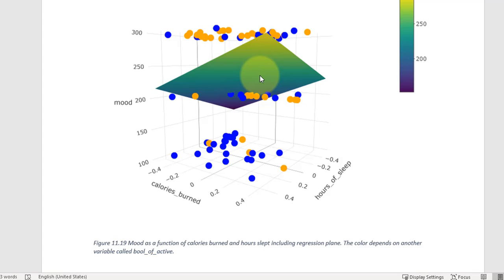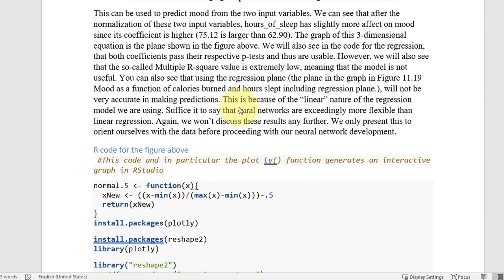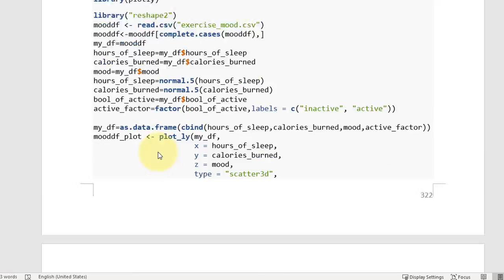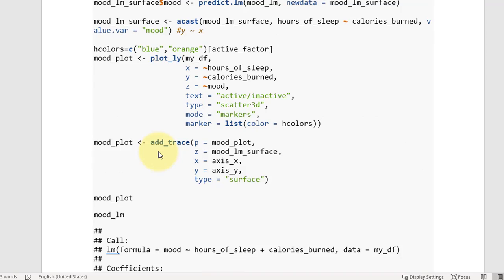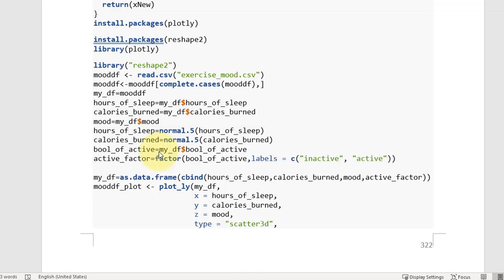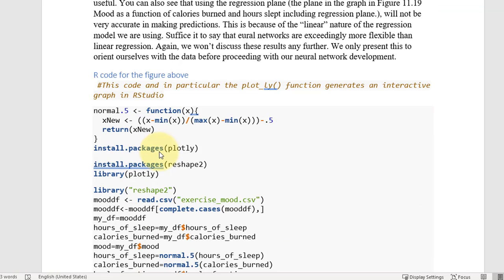So trying to do this with linear regression, or this can still be called linear regression even if you have a plane. So trying to do that problem is probably not going to give us great results. However, maybe our code, our neural network, might give us good results. So you do get the code for that picture if you want to generate it yourself. And this is using a package called Plotly. And then we also use something called Reshape.